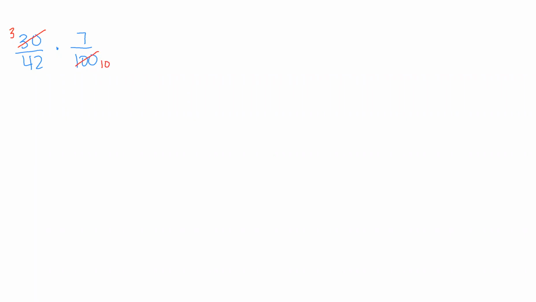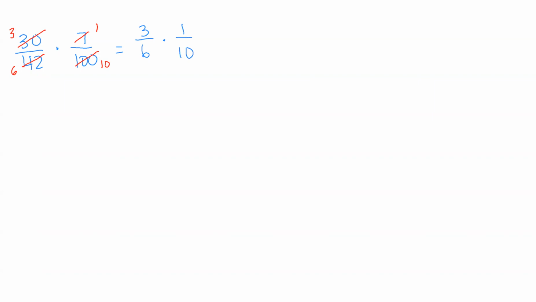Now, 7 and 42, I happen to remember that 7 times 6 is 42. So that tells me that 7 and 42 have a common factor. The common factor is 7. So I divide 7 by itself. I divide 42 by 7. I get 6. And I'm going to clean this up just a little bit. So what we have now is 3 over 6 times 1 over 10.